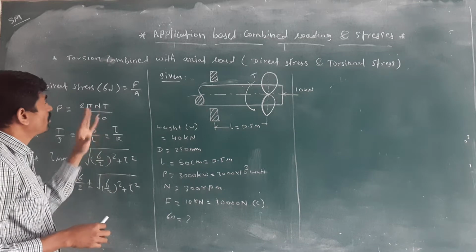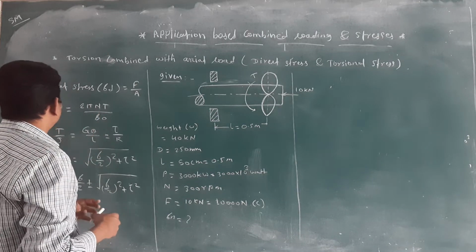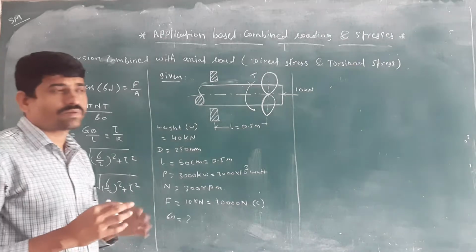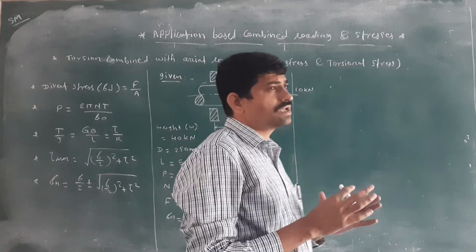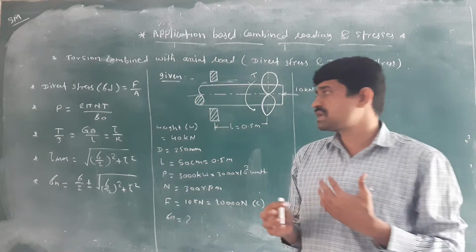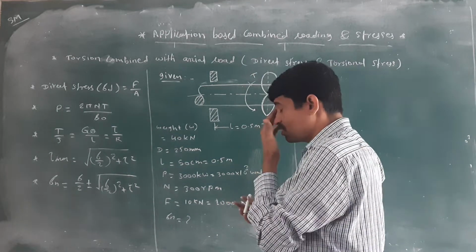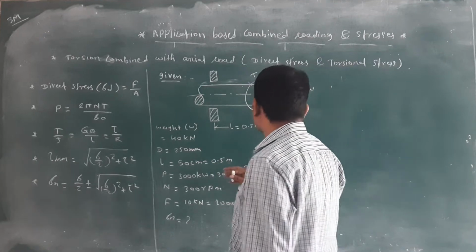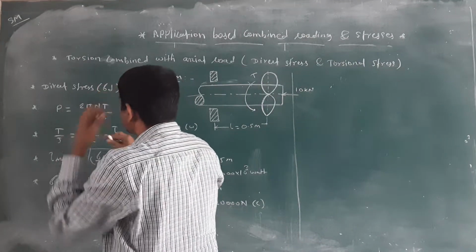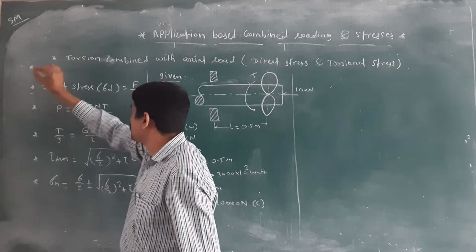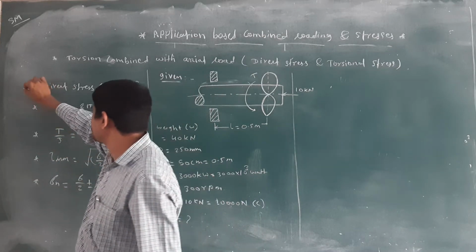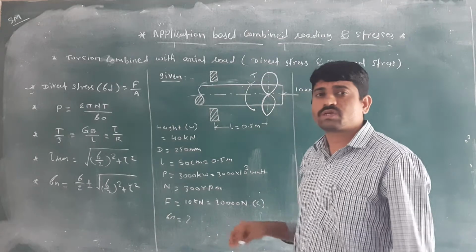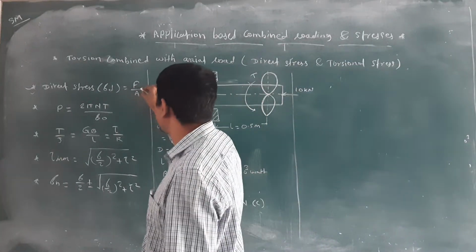Before going on, we require some formulas, or rather we already know some formulas. We have seen them in unit number 6 as well as unit number 3 and unit number 5. What is the torsional stress? How does this torsional stress act? Here is how to calculate the direct stress first. Direct stress is nothing but the force upon the cross-sectional area.